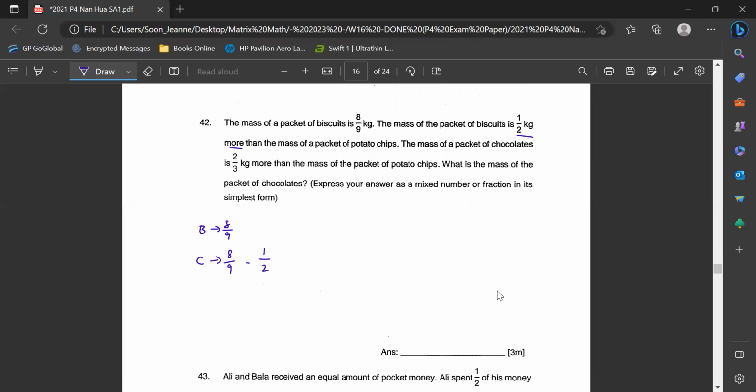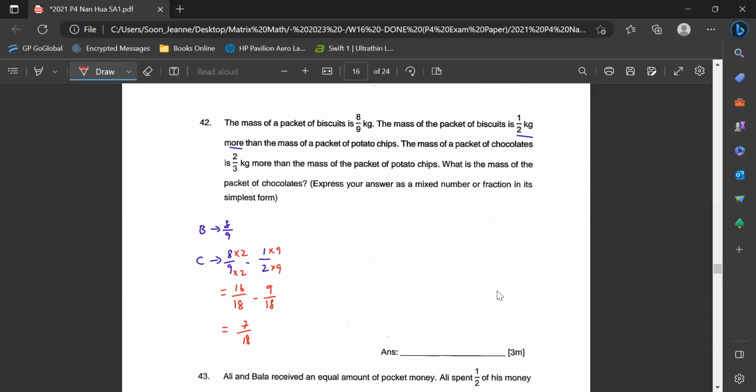But if you look at your denominator, you need to make them the same. So 9 and 2, the common denominator is 18. So I times 2, this one times 9. So it will actually become 16 over 18 minus 9 over 18, which equals 7 over 18. Okay, so I know the chips is 7 over 18 kg.